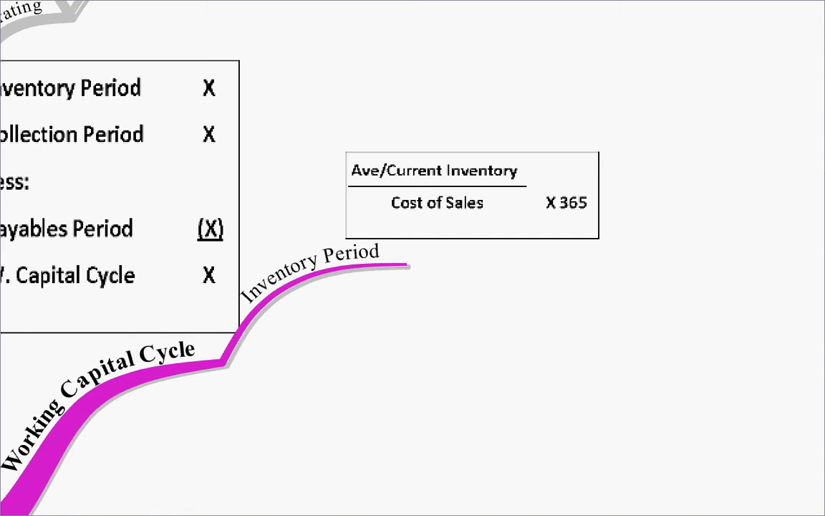Remember, we can restructure that calculation to work out our average or current inventory by being the cost of sales divided by 365 multiplied by the number of days if you're given that in a question. So remember, you can move this formula around to work out different parts of the cycle. So the inventory period is that.